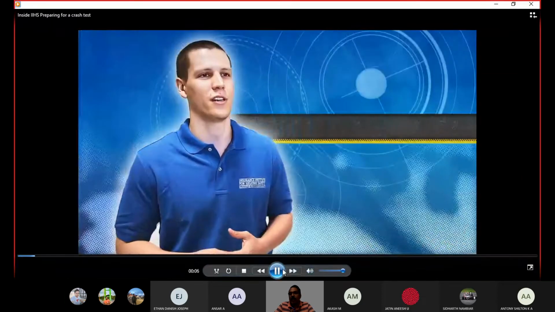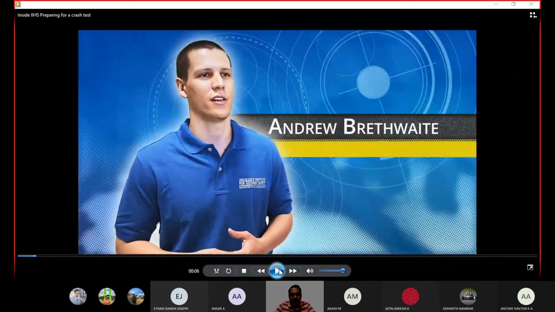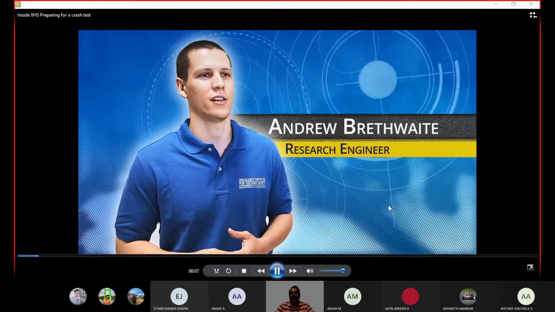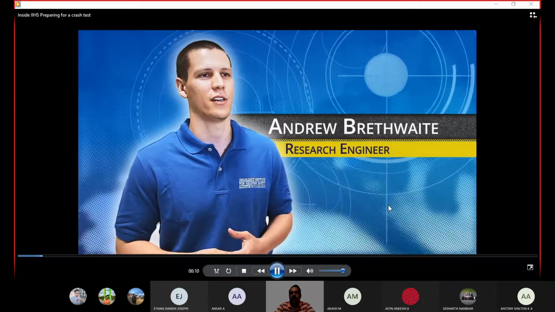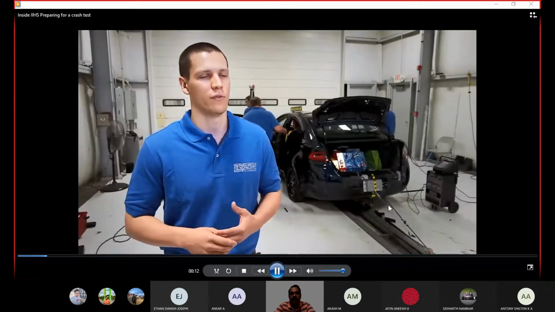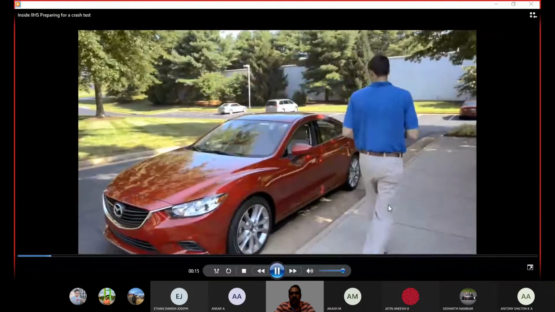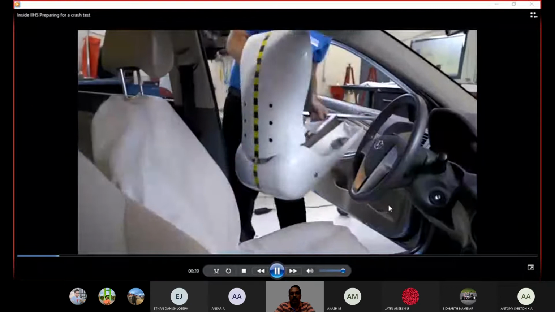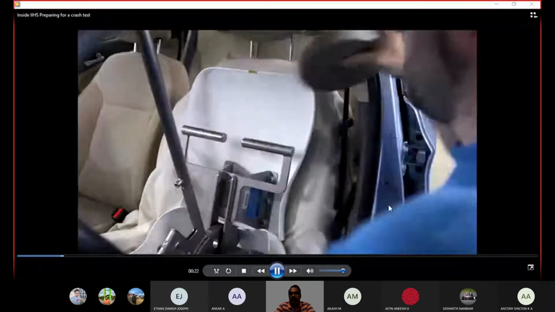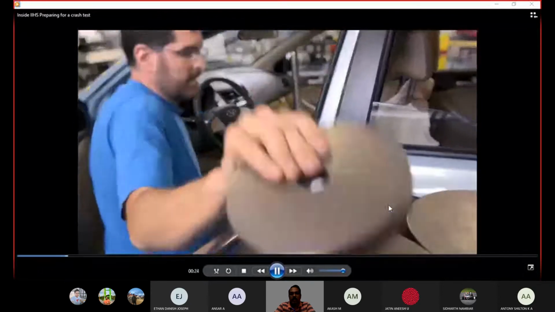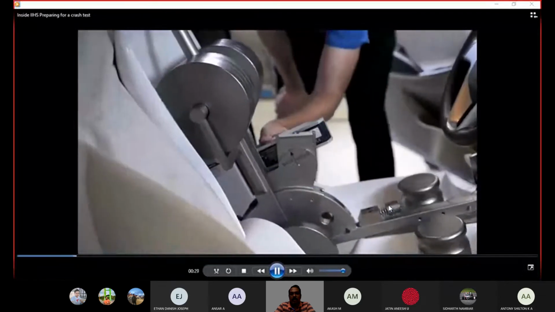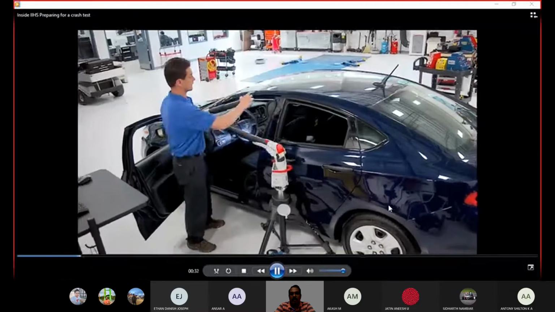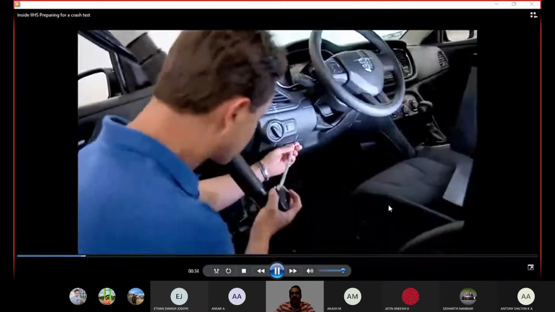My name is Andrew Breathwaite, and I'm a research engineer and test coordinator at the Insurance Institute for Highway Safety. The role of the test coordinator begins when the vehicle first arrives at the VRC. After checking the vehicle in, the test coordinator oversees the entire test preparation process. One of the first test preparation steps is to correctly position the vehicle seats. We follow a standardized protocol and use a device that represents a human occupant to determine exactly where the dummy should sit. Next, we take measurements of the vehicle structure so that we can measure intrusion after the crash.